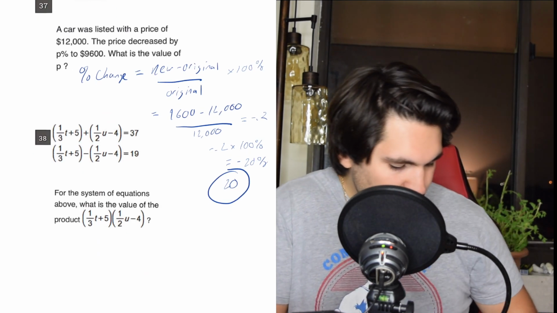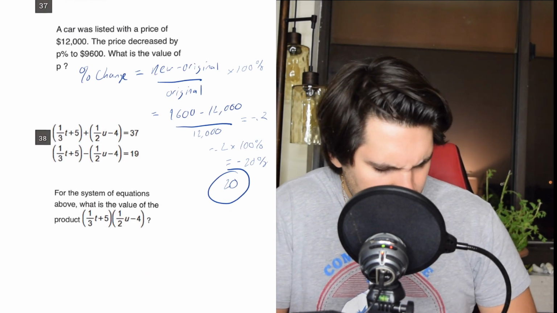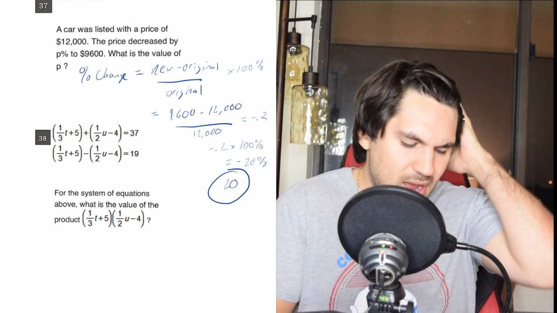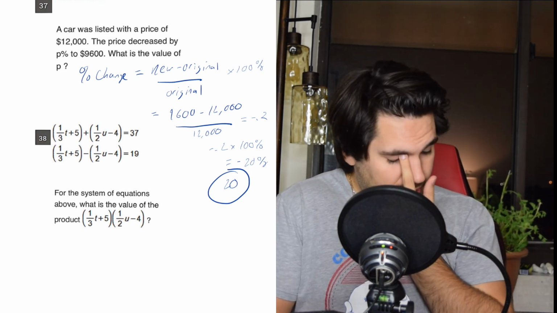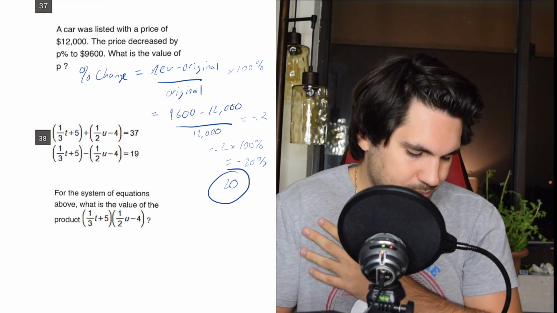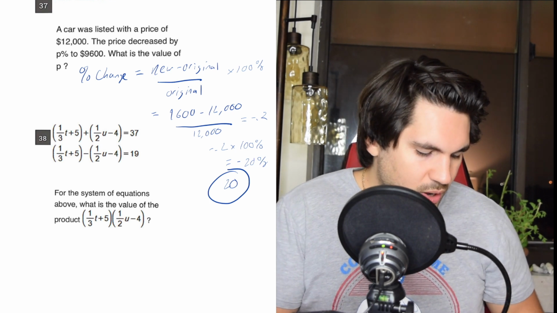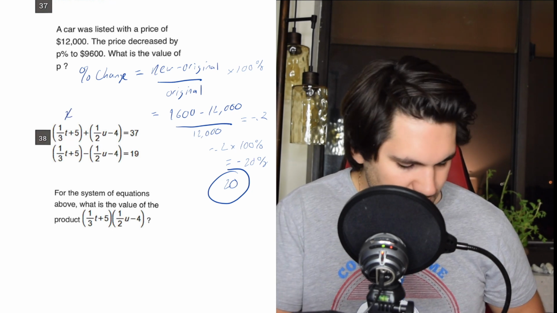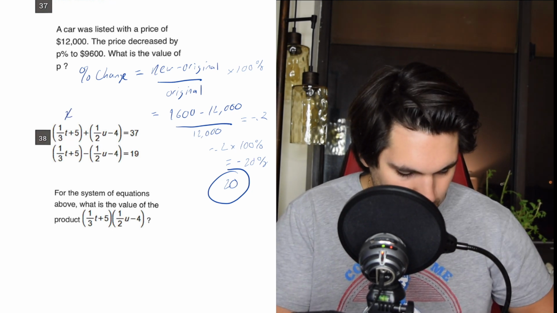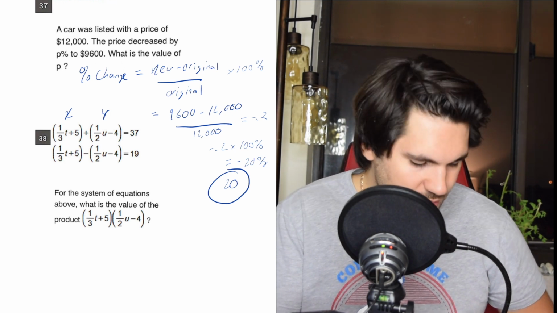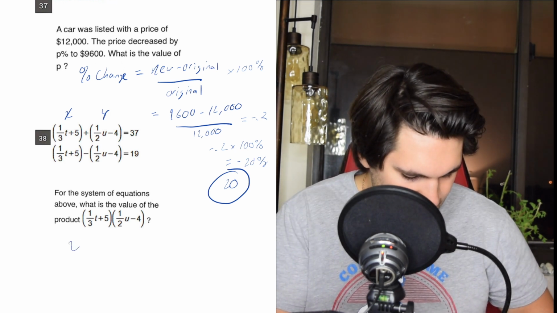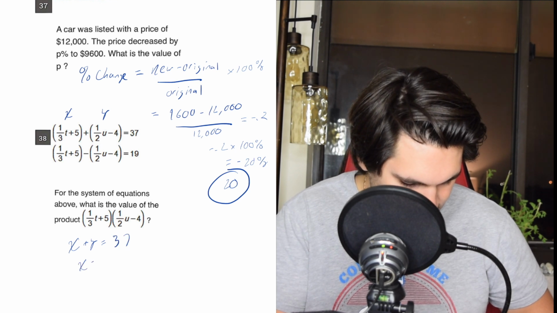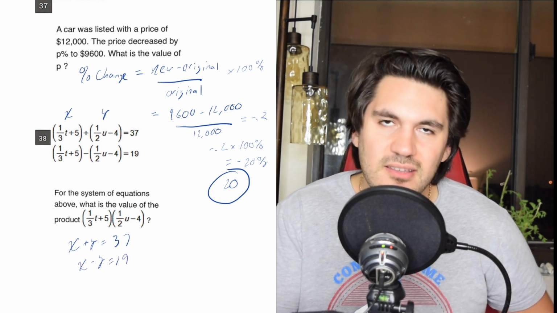And last question, number 38. We got a rather complicated looking system of equations, and we want to know the product of 1/3 t plus 5 and 1/2 u minus 4. So here's how I'm going to make this easier. Make 1/3 t plus 4 be represented by x, and then the 1/2 u minus 4 be represented by y. So then it gets way easier, because then your equation is simply x plus y equals 37, and x minus y equals 19. And now you can just solve it, right?